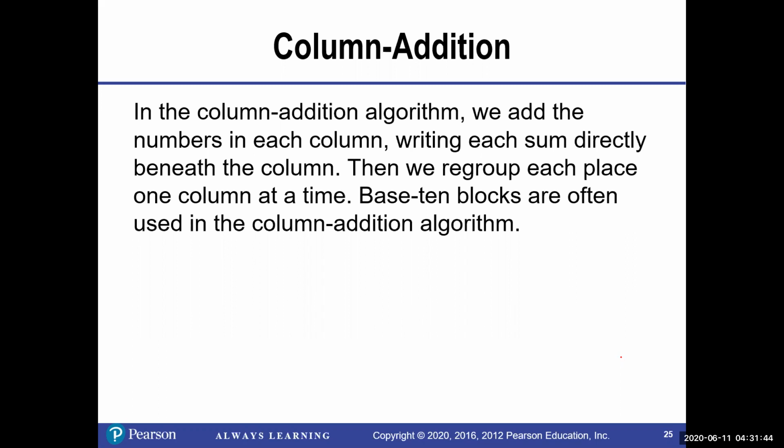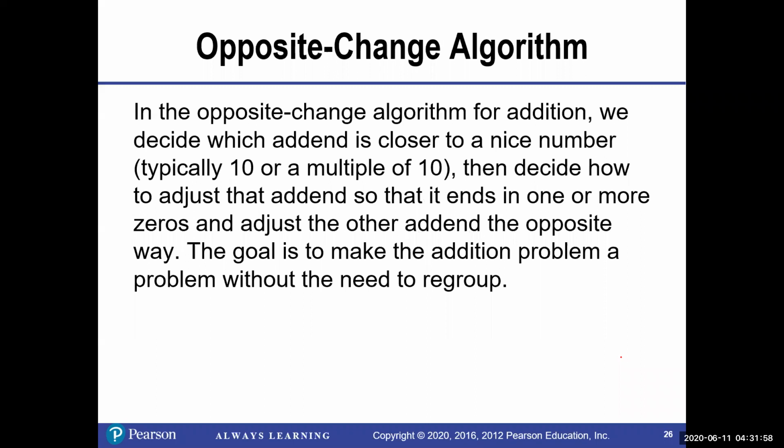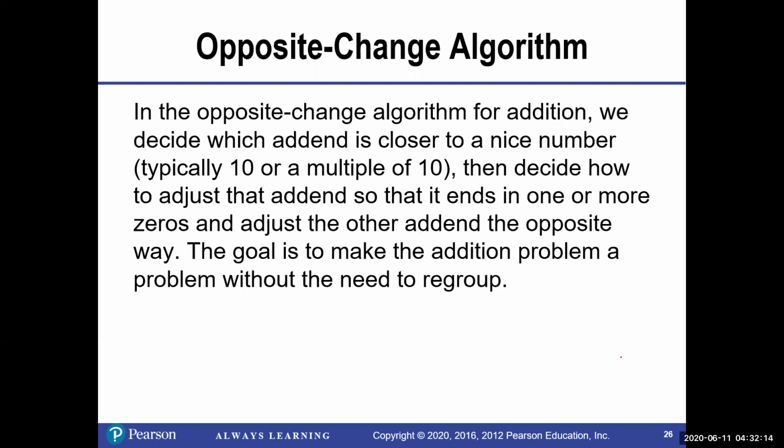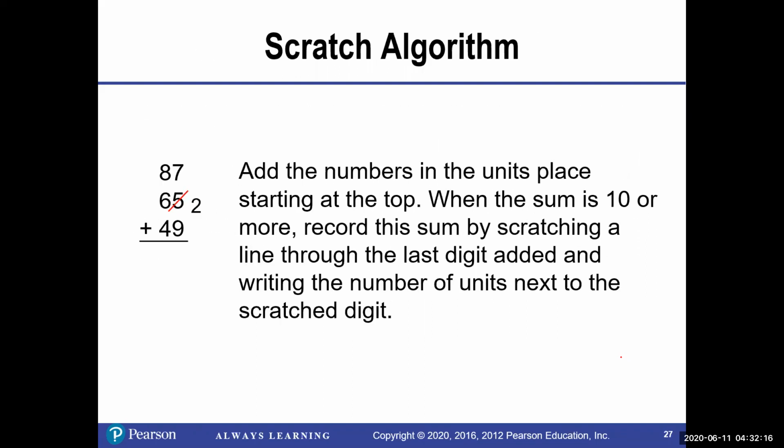Nice. Now we have what we call the column addition. We add the numbers in each column, writing each sum directly beneath them. And that is quite self-explanatory. And the column addition and opposite change algorithm, so go through that. And another algorithm that we'll be looking at is the scratch algorithm. Now, this is how the scratch algorithm works.